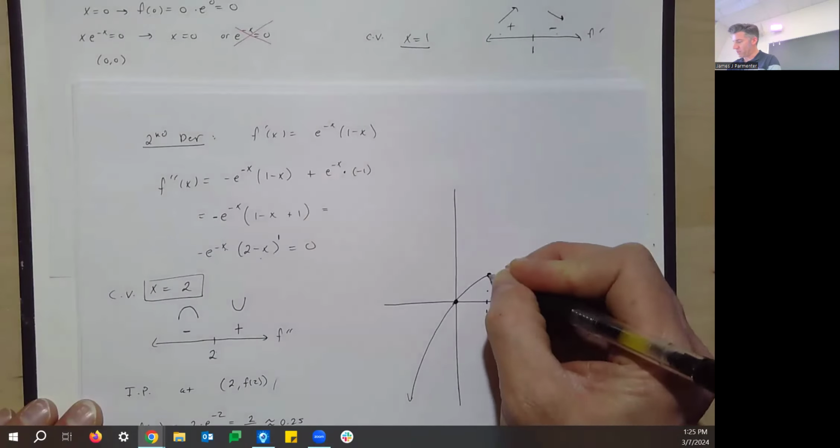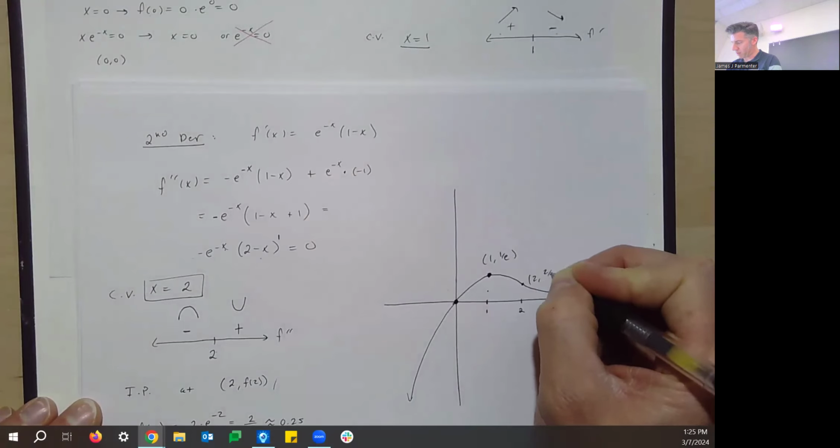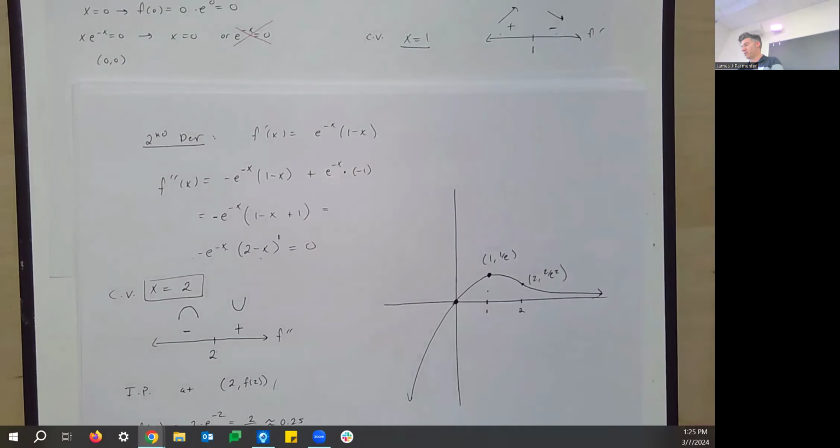And if you wanted to, you could label this point as 1, 1 over e. This point is 2, 2 over e squared. And that's about as good as it gets.